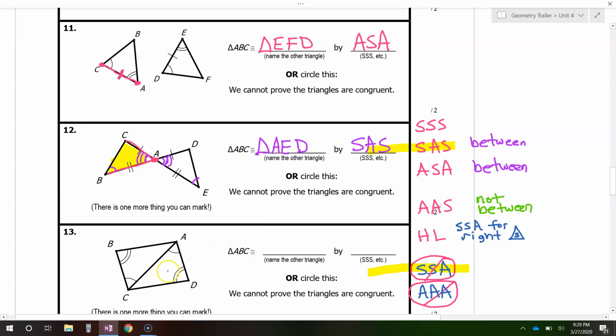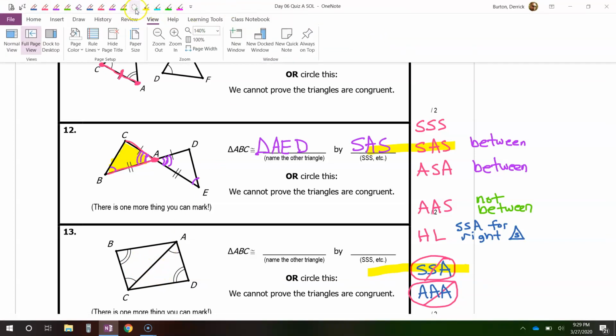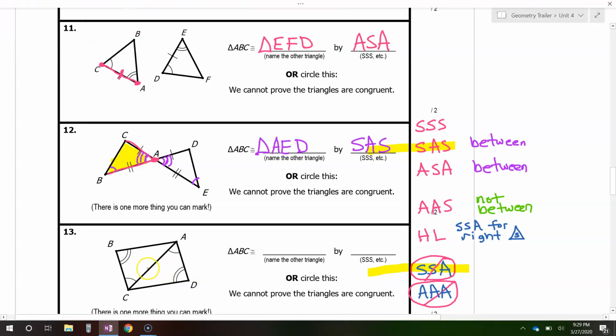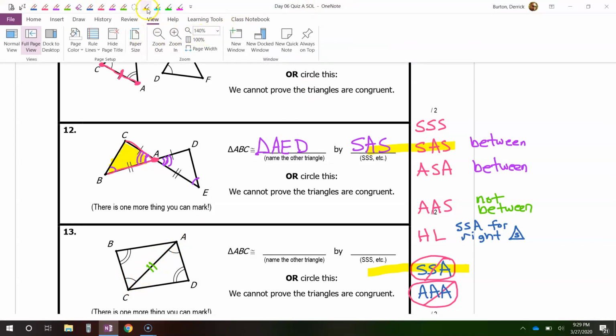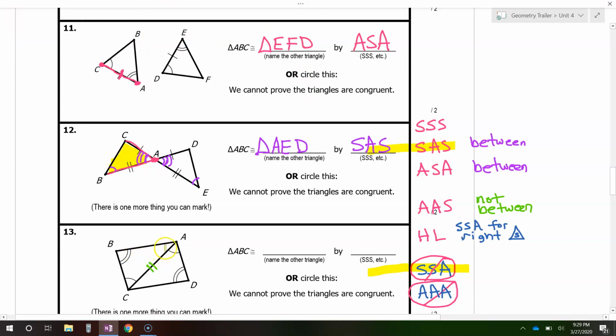Number 13. These triangles are touching. There's probably something that we can mark. The shared side. When they have a side in common, that side will automatically be congruent for both triangles. So we're just going to put that mark right there. Now, focus your eyeballs on one triangle at a time. Okay, so for right now, look at this triangle with me, please.